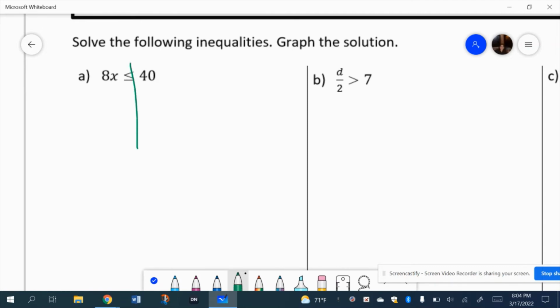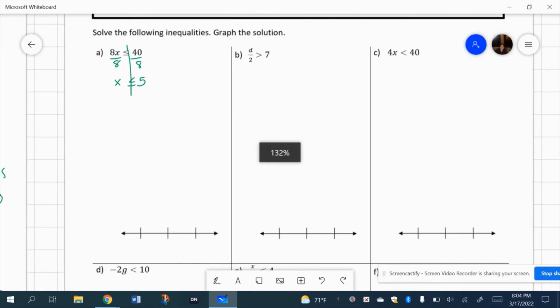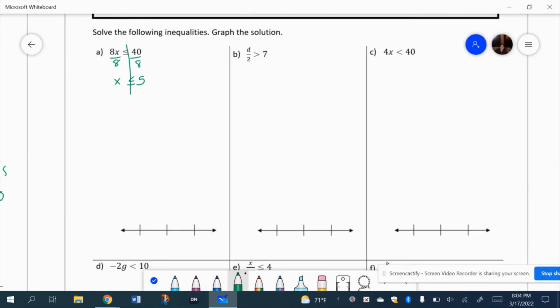So I have 8 times x is less than or equal to 40. To get rid of multiplication, we divide. We get x is less than or equal to 5. It's less than or equal to, so I know there's a closed circle on 5. So let's put 5 on our number line, a 6, and a 4. Closed circle on 5.